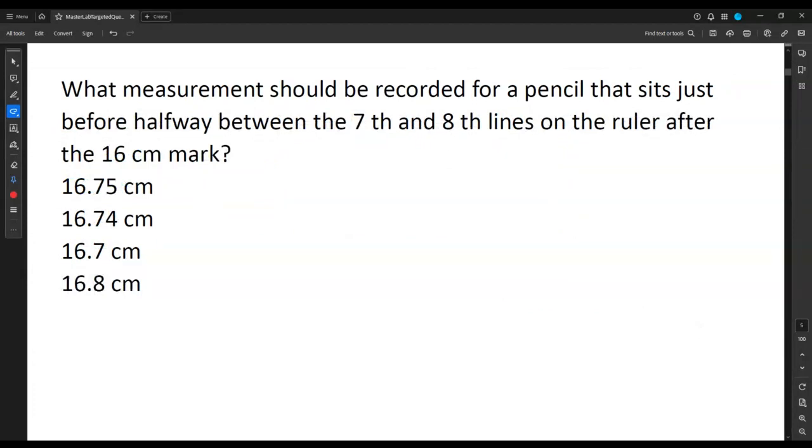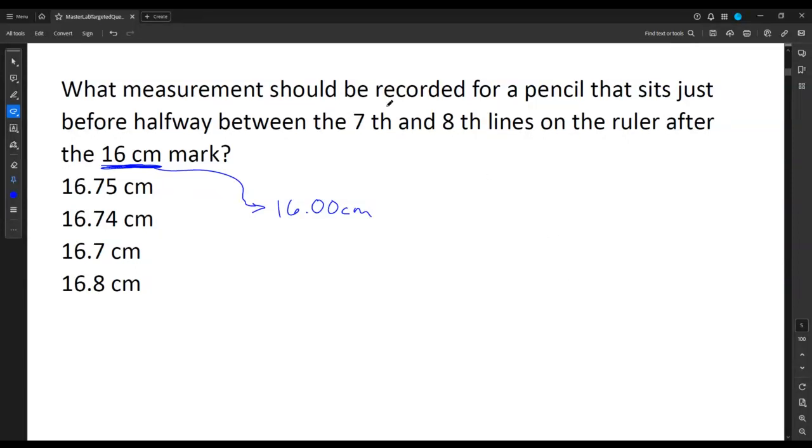Okay, let's try another example. We have a few of these that we want to look at for different ways the lines can sit for what we're measuring. So this one mentions the 16 centimeter mark. Okay, so if we get started with that 16 centimeters, if it were a perfect measurement, and again, they almost never are, then that would be 16.00 centimeters.